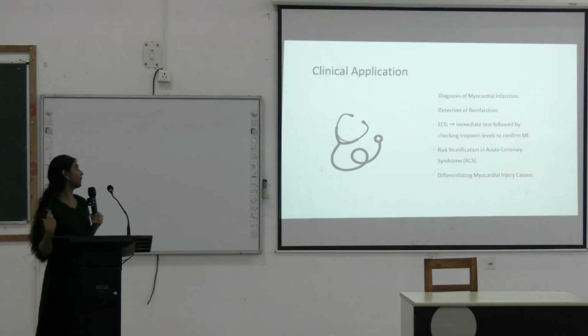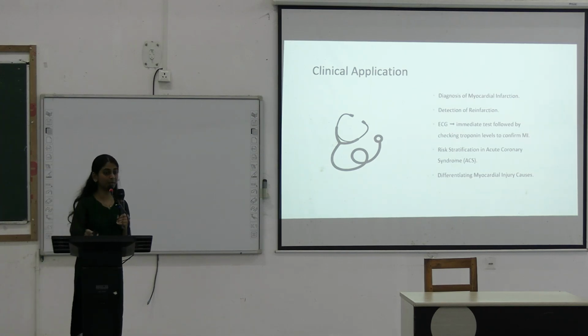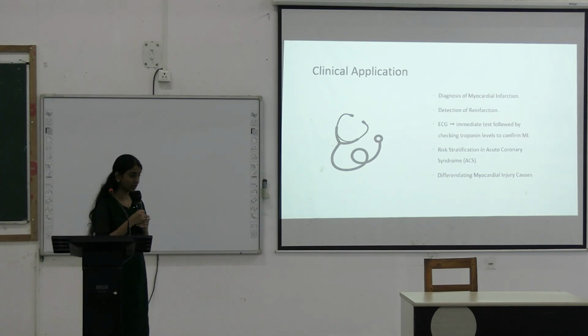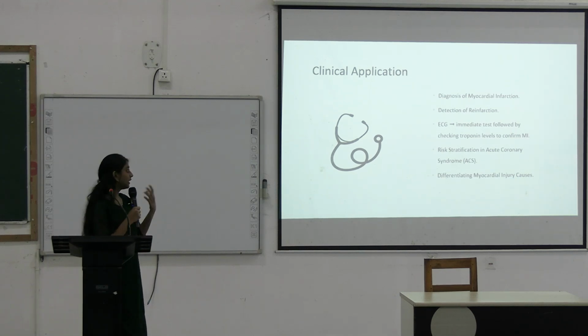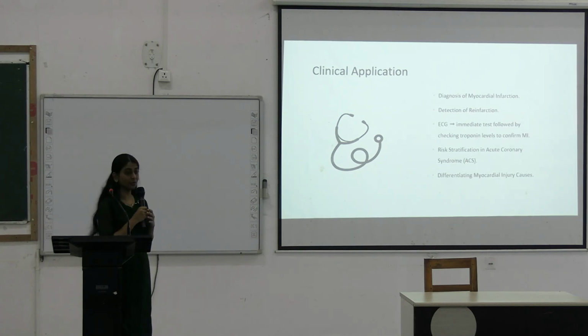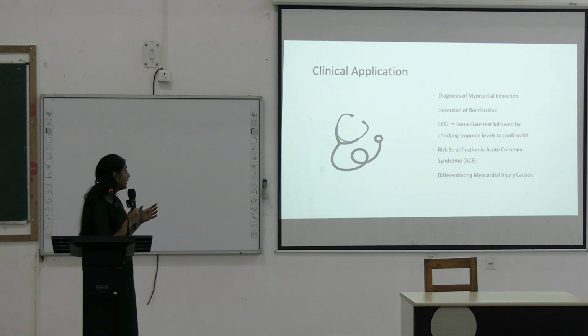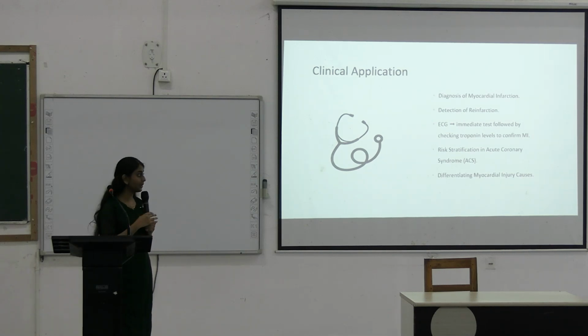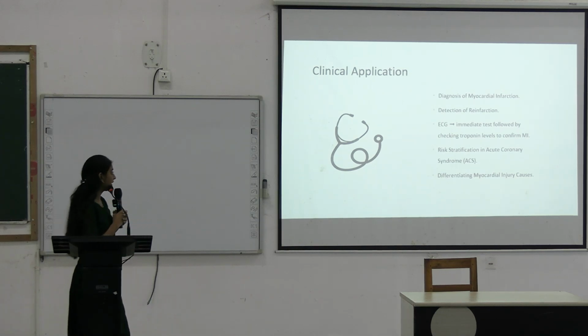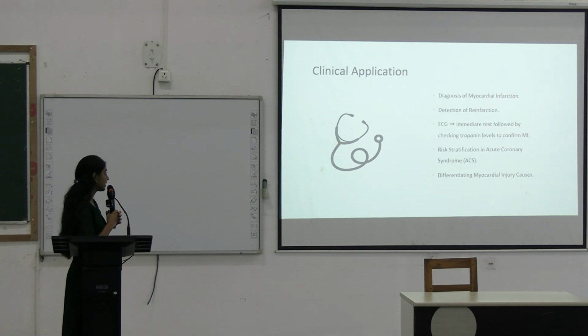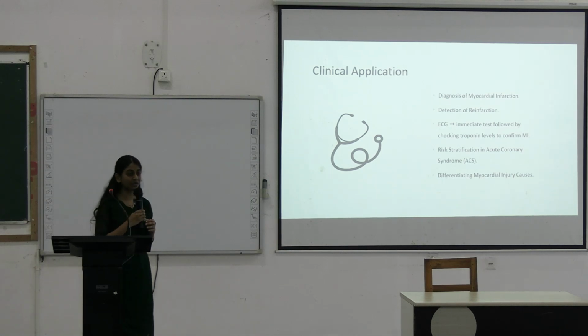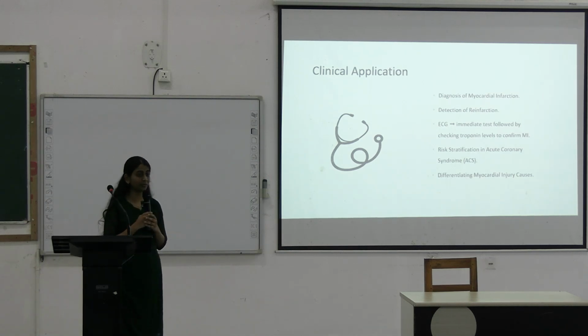Then we have clinical applications. First of all, cardiac markers are used in the diagnosis of myocardial infarction. Later on, they also help in detecting reinfarction which is about to occur. First of all, doctors go for an ECG as the immediate test for myocardial infarction, and then they check the troponin levels. If they are elevated, it confirms a myocardial infarction. Then we have risk stratification in acute coronary syndrome, and it also helps in differentiating the causes of myocardial injury.